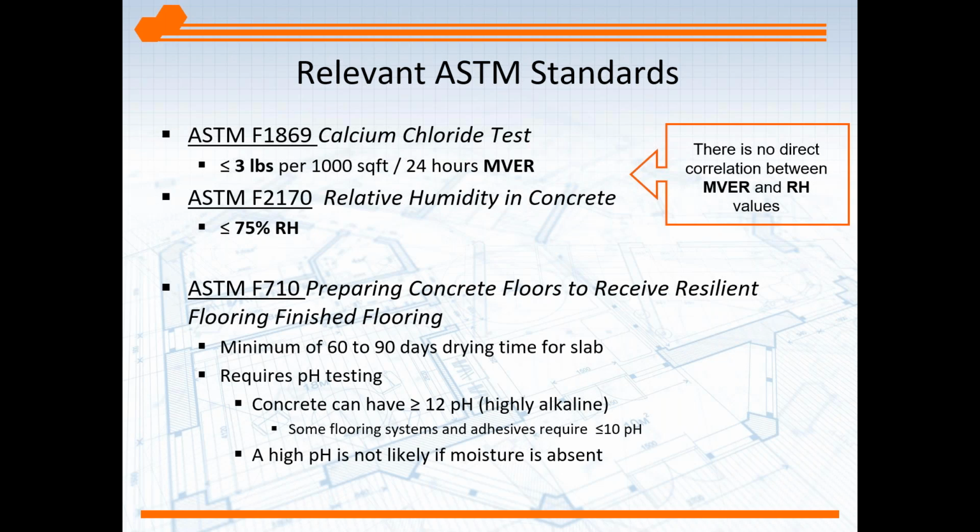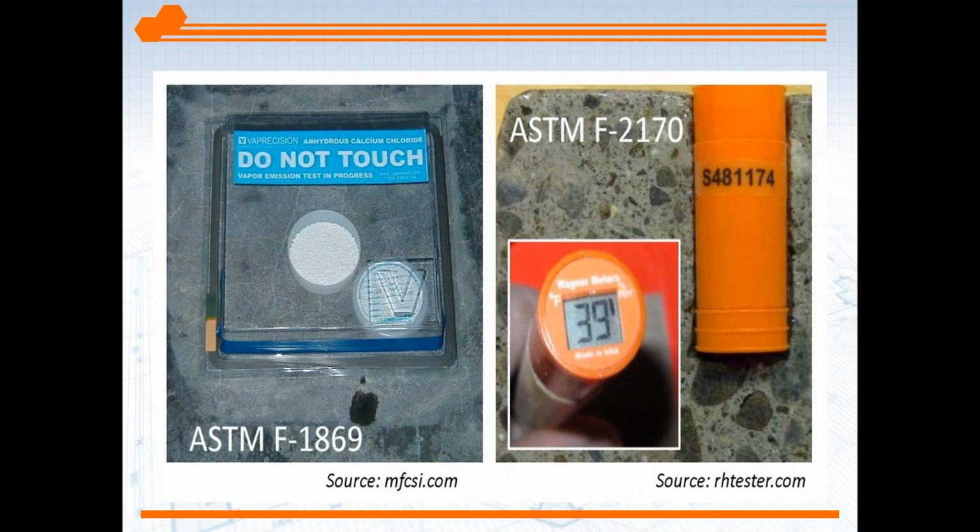requirements in this standard. As far as the moisture testing, the two popular methods are calcium chloride on the left, where they have a dry material, calcium chloride. They weigh it prior to installation, place it on the concrete, covered with a hood for a prescribed amount of time, weigh it afterwards, and from the difference in weight, it's pounds of moisture.